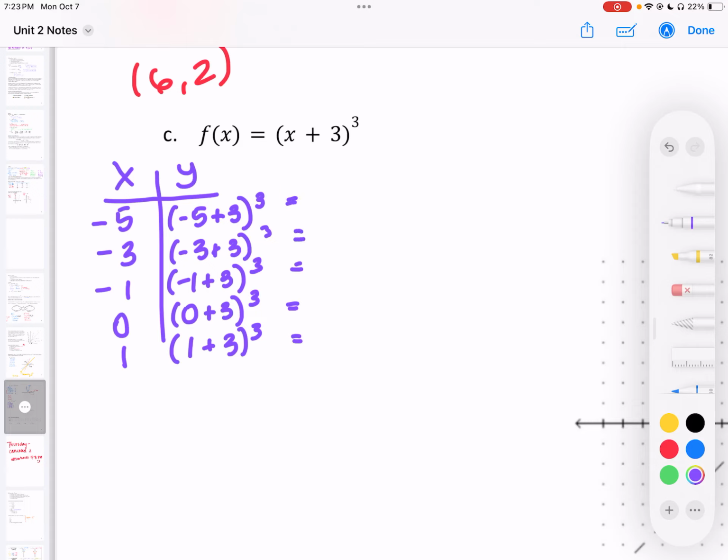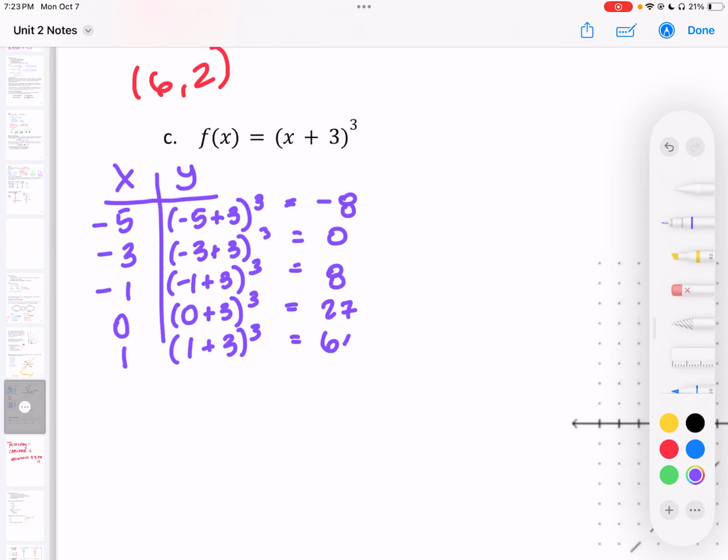So I'm going to end up with -8, and then 0, 8, 0 plus 3 cubed will be 27, and then 4 cubed will be 64. Those are much too large to graph, so that's why I strategically chose -5, -3, -1. I knew that those were going to work, right? You might not have known that, and that's okay. This is kind of a trial and error, or if you have a graphing calculator, use it to your advantage.